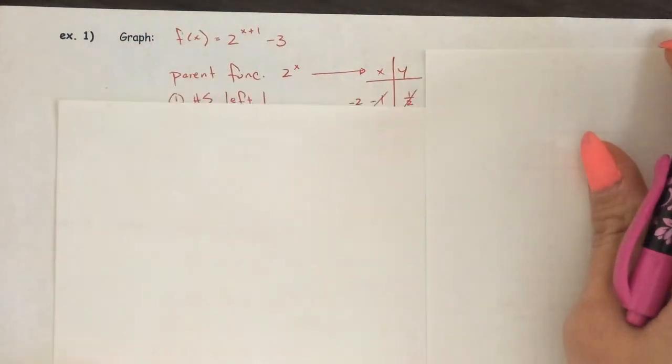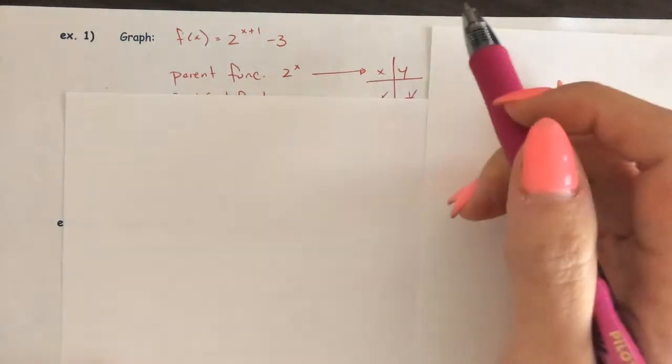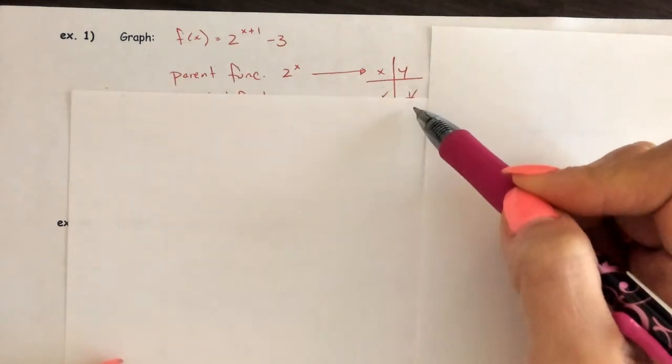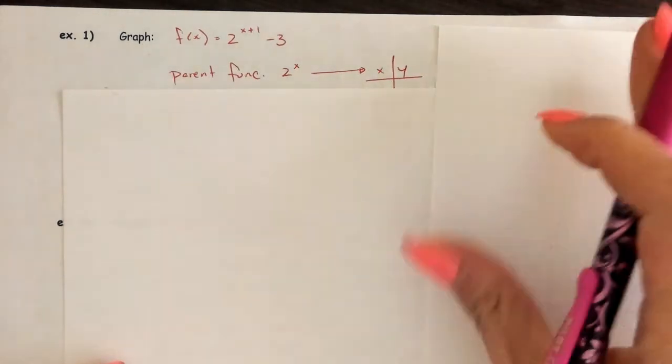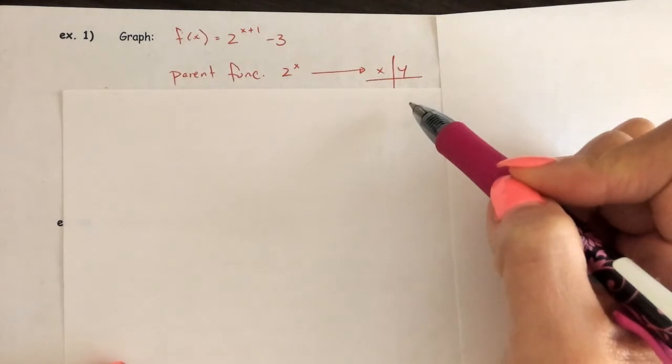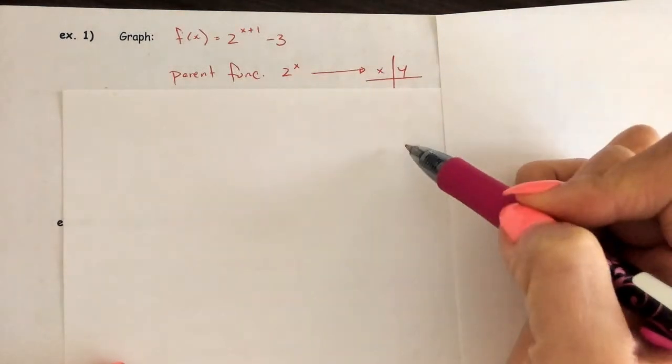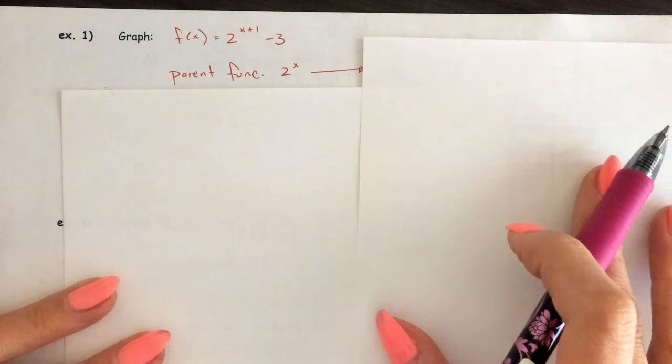And hopefully you get, what would that be? So -1, you get 1/2. 0, you get 1, and then 1, you get 2, right? Okay, so let's do this part.